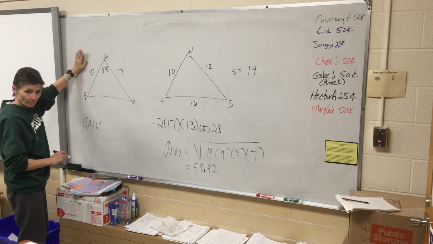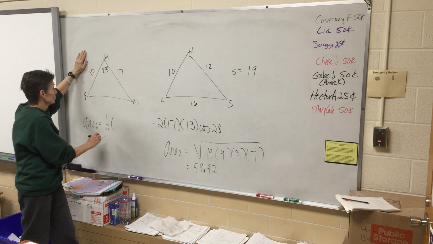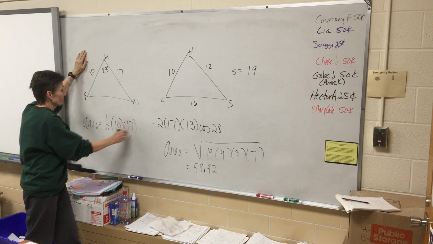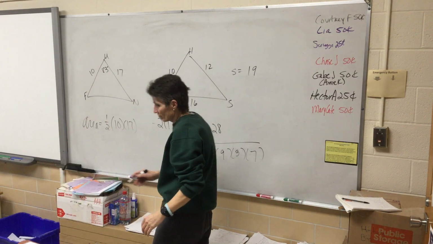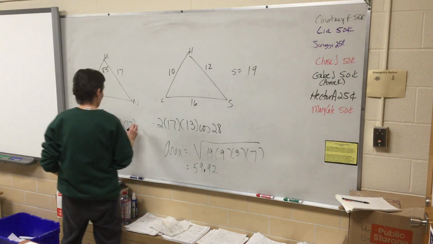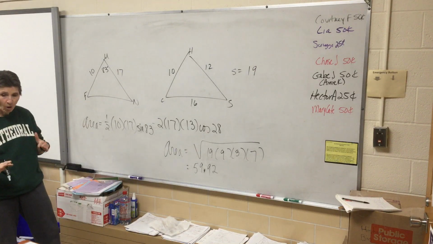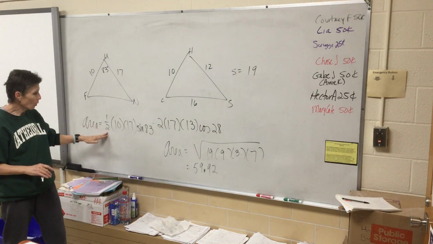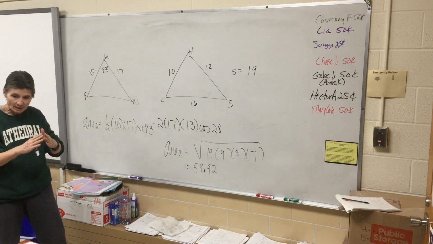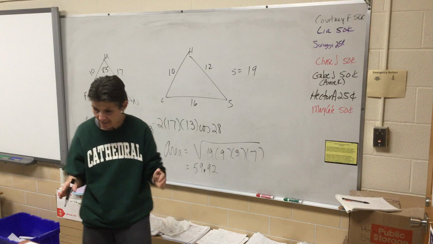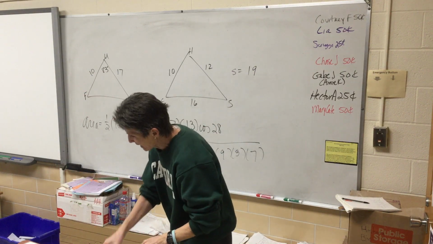Does someone remember? Area equals 1/2, and then you multiply it by the 2 sides, so 10, 17, and then you multiply it by sine 83. Yep, sine 83. And so if it helps at all, the formula is 1/2 side, side, sine. So if that alliteration helps you remember it's sine, then use it. 1/2 side, side, sine. That's exactly right.